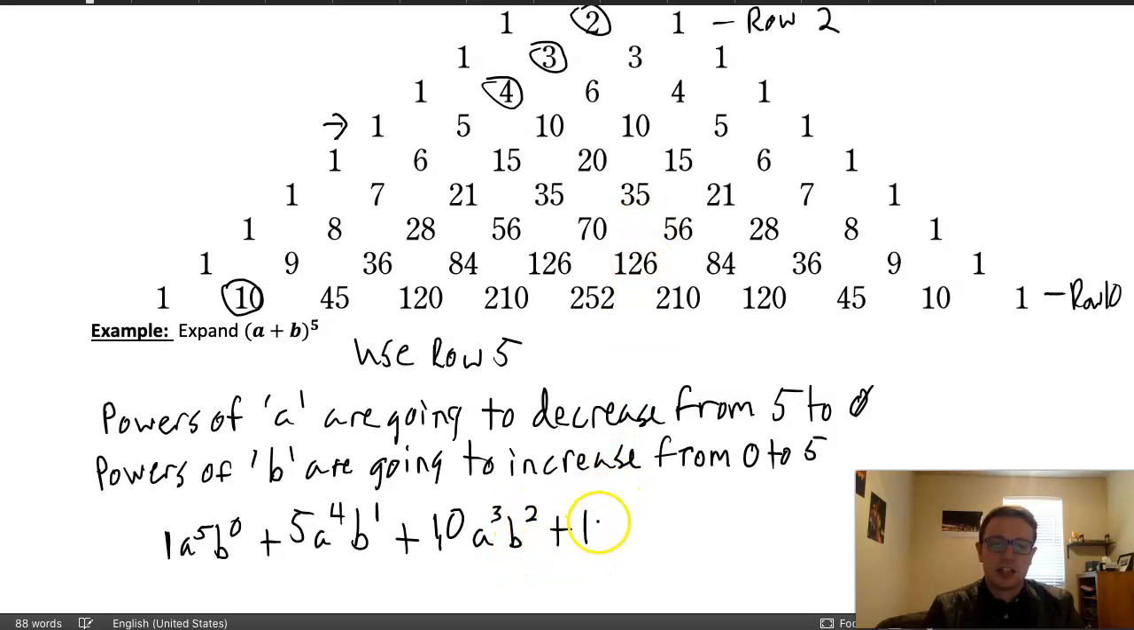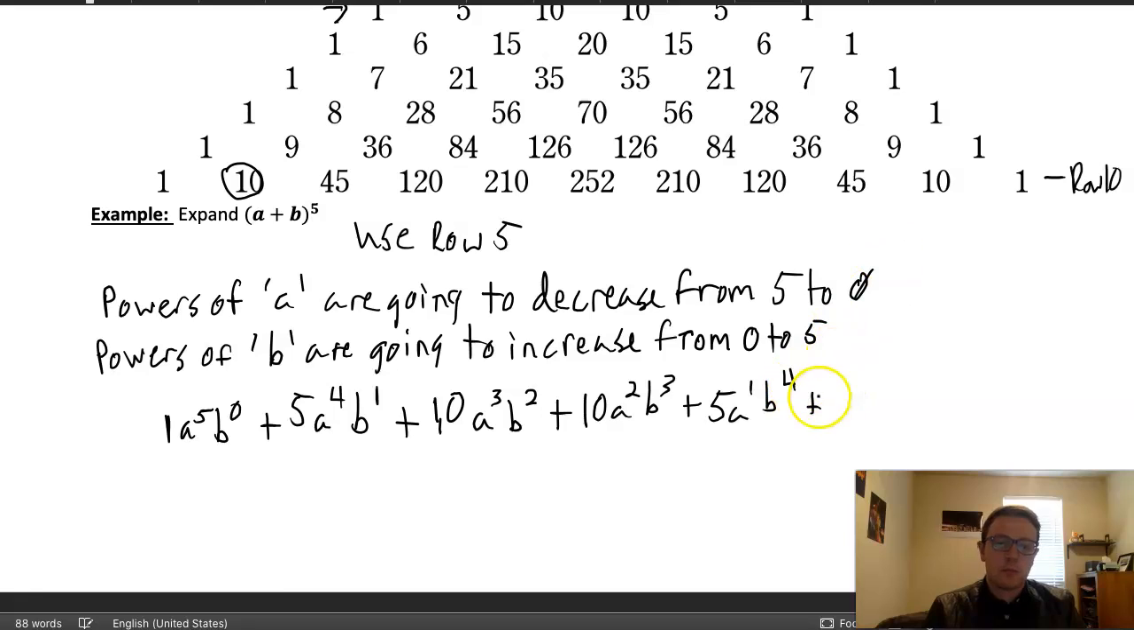We're going to keep doing this. Our next coefficient is 10. Our power of a decreases, our power of b increases. Then we get 5. Our power of a decreases, our power of b increases. And our last term is 1. Again, our power of a decreases and our power of b increases. So your first term, your a term, steps down from your highest number, goes 5, 4, 3, 2, 1, 0, and b starts at 0 and goes all the way up to 5.